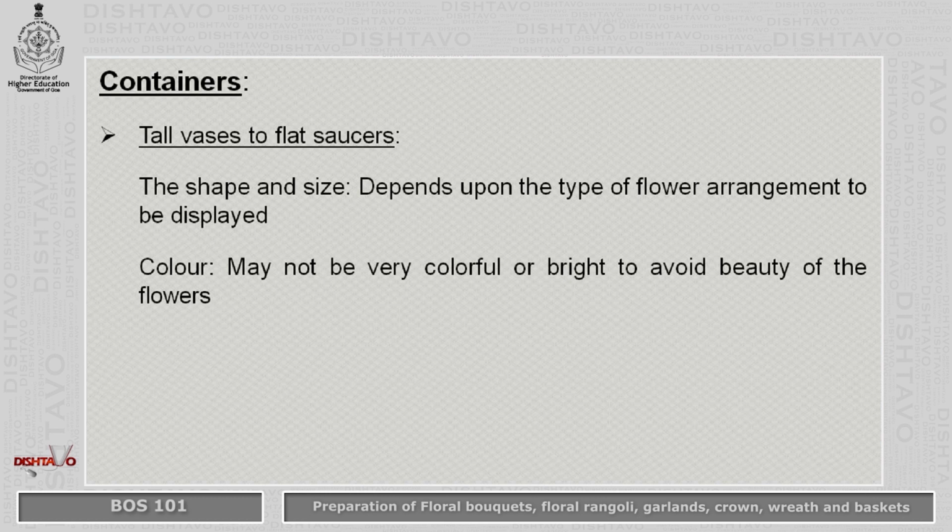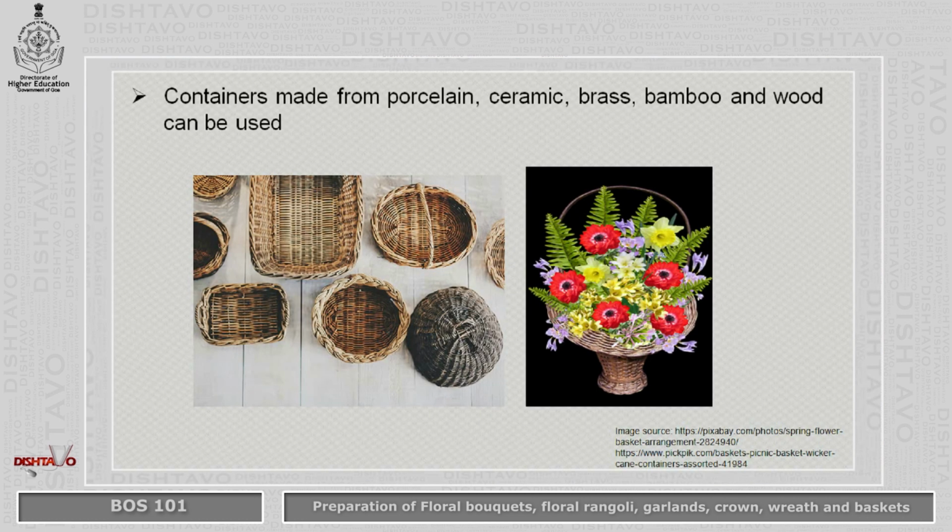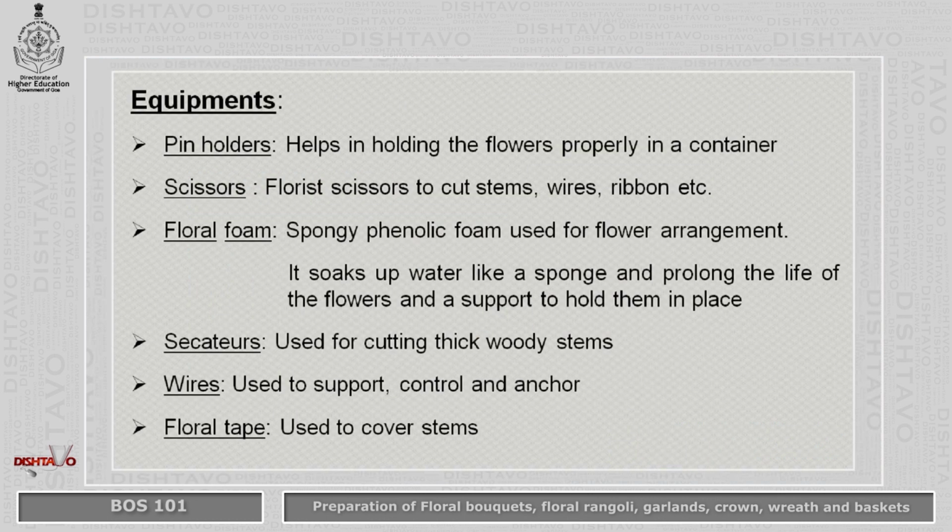The color of the vases or the containers should not be too bright to attract attention, as the main attraction is the flower and the flower arrangement. So these are some of the containers used. Containers can be made of porcelain, ceramic, brass, bamboo. They can be made of wood, and nowadays in the commercial market you will also find containers made of plastic.